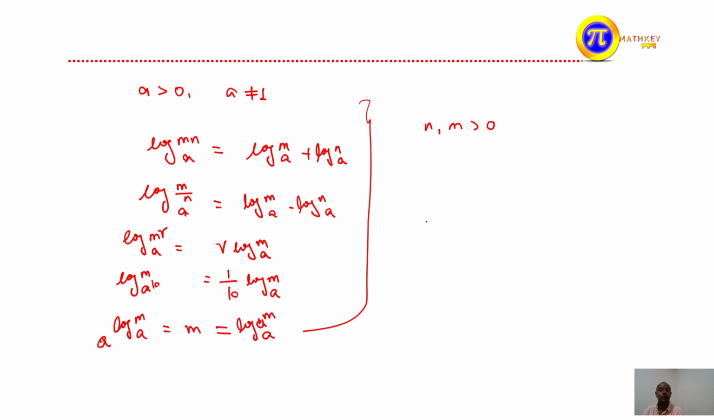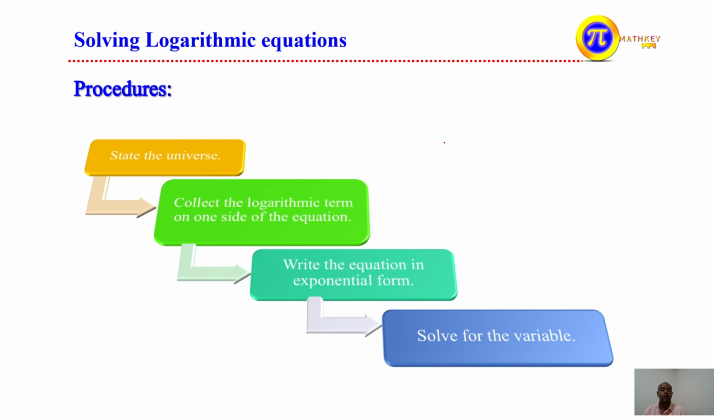solving a logarithmic equation. To solve this logarithmic equation, we consider the following procedures. First, state the universe. State the universe means determine where the domain lies, that means determine the domain of the given logarithmic function. The other one, collect logarithmic terms on one side of the equation, and the constants on the other side.